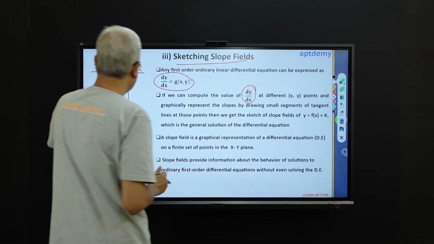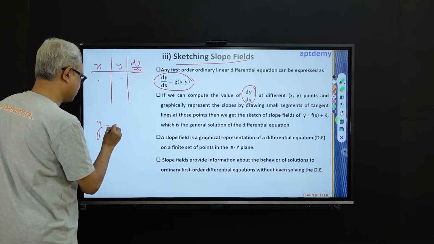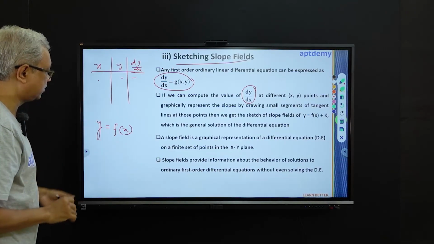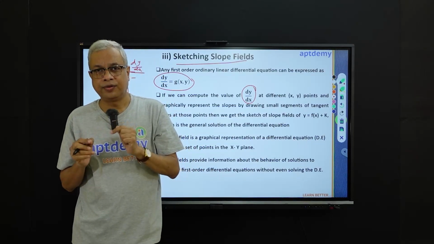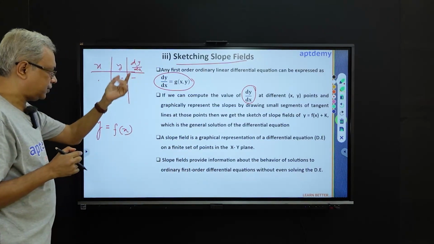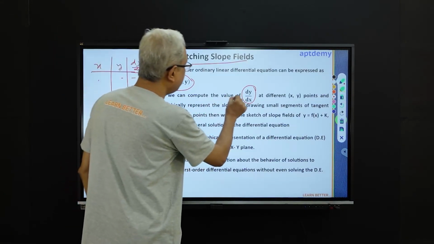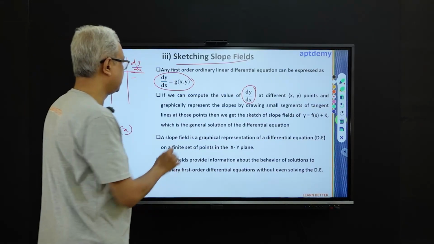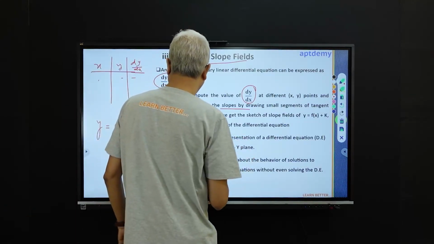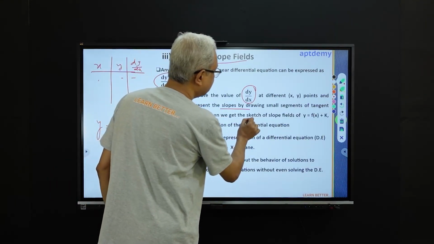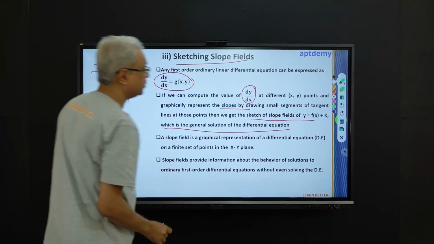And dy/dx is what? If y equal to f(x) is the solution of this differential equation, then at the point (x, y), if you draw a tangent, then the slope of the tangent will be dy/dx. Now, if we can compute the value of dy/dx at different x, y points and graphically represent the slopes by drawing small line segments of tangent at those points, then we get the sketch of slope fields of y equal to f(x) plus k, which is the general solution of the differential equation.